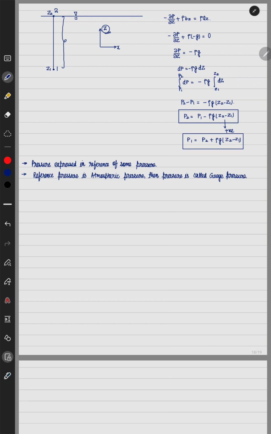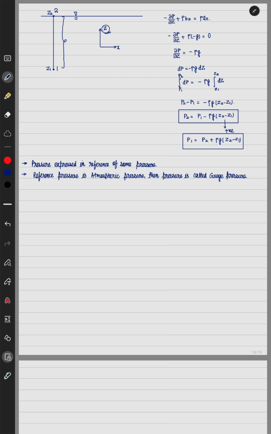With respect to atmospheric pressure means how much it is above atmospheric pressure. So if I have to write P1 with respect to P2, then I have to say it is rho into g into z2 minus z1, means with respect to P2, how much P1 is above P2. So in that case, with respect to P2, the P1 is equal to rho into g into z2 minus z1. So if P2 is equal to atmospheric pressure, P1 becomes equal to gauge pressure. Okay, so this is something.